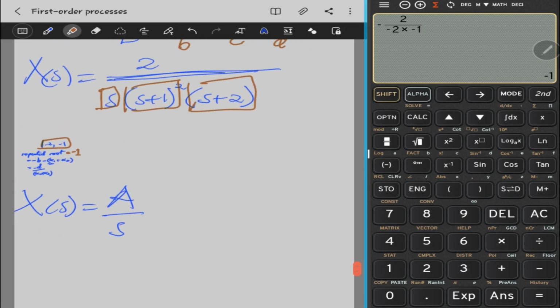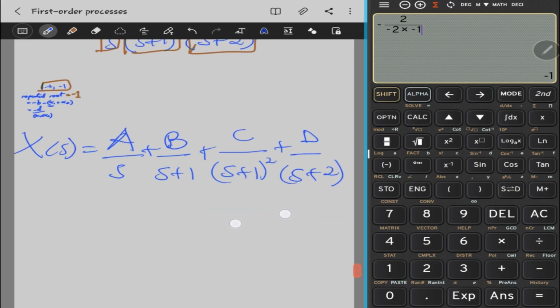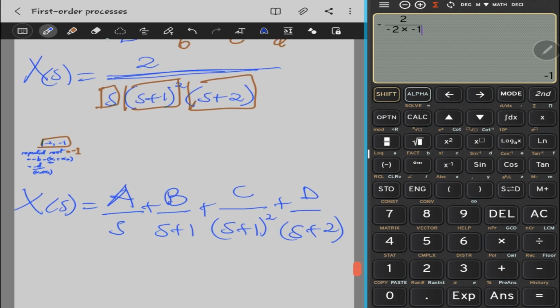So a on s, right? Plus, and even for this, there are ways of doing it. And here we have b on s plus 1. And then c, we have s plus 1 squared. And then here we have d on s plus 2. Right, so this is the general form. That will mean that you have to find the constants a, b, c, and d, right? And we know all this is equivalent to this.